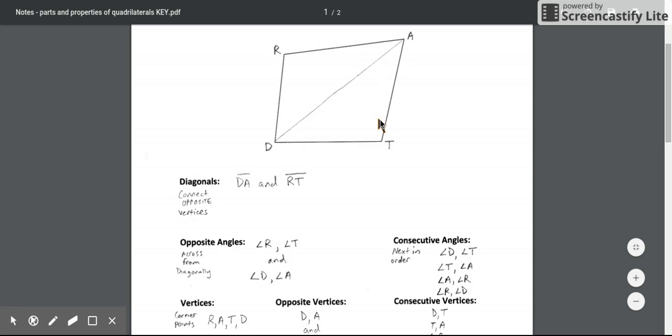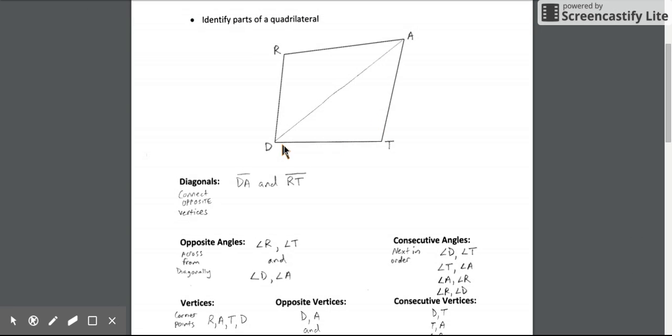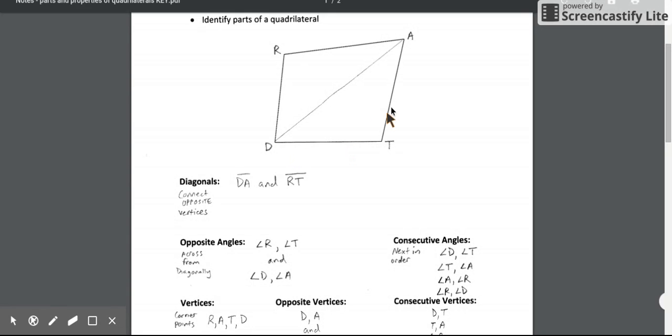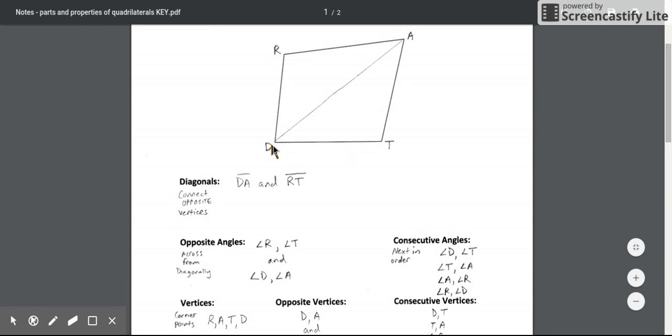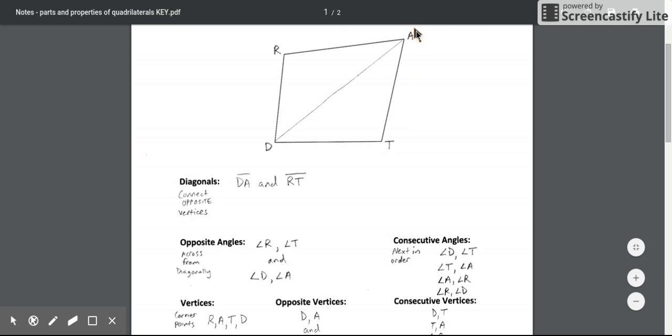Consecutive angles are angles that come next in order. Consecutive means to come next. So I could work two different directions around the shape, and I could start with any angle. I'm just going to choose to start with angle D and work to the right here. So angle D and angle T are next to each other in order around the shape, so they're consecutive angles. I could keep going in this direction and say that angle T and angle A are consecutive. They're right next to each other.